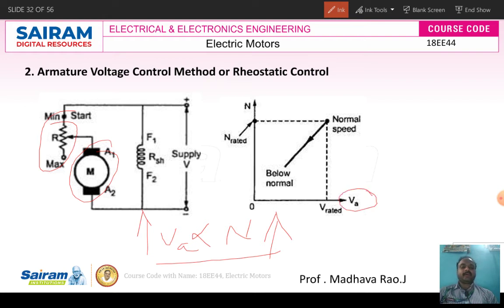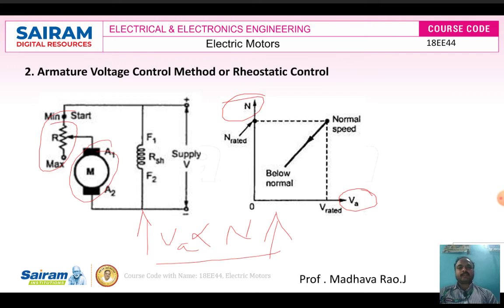We have taken VA on the x-axis and speed on the y-axis. As armature voltage increases, the speed will increase. Using this method you can control the speed above normal speed only. Below normal speed is not possible. Now we will see the advantages and disadvantages of this method.